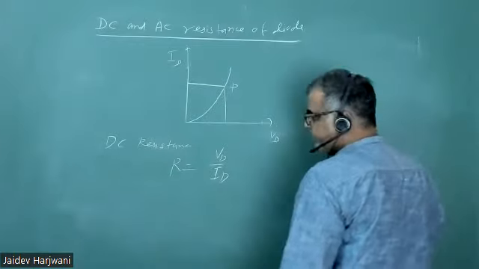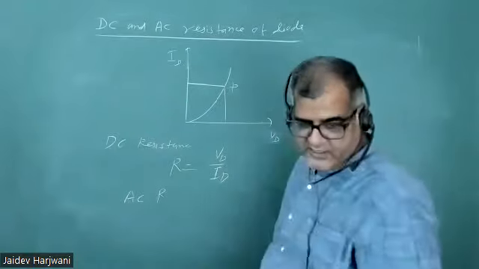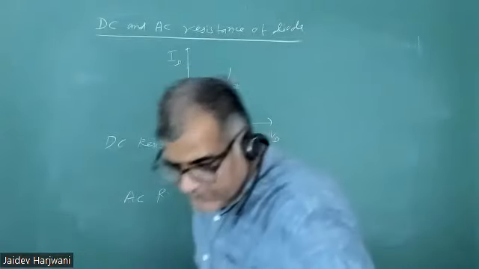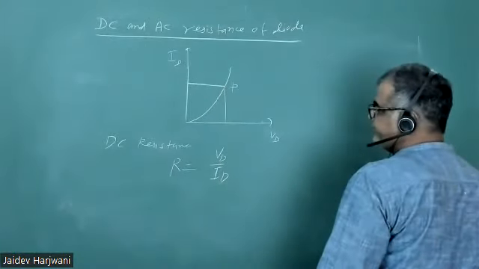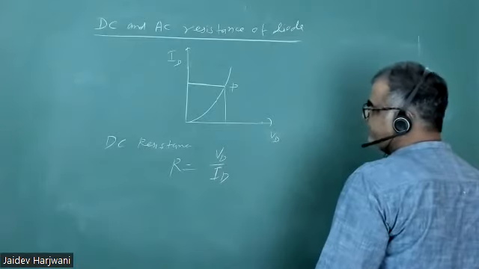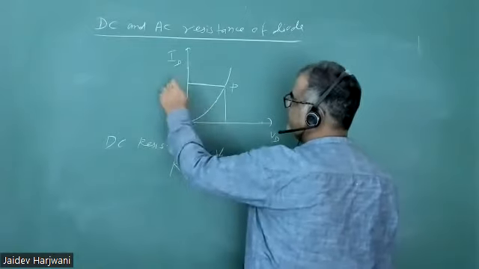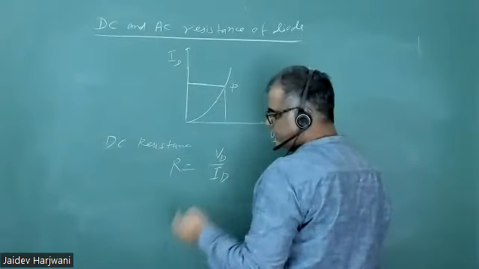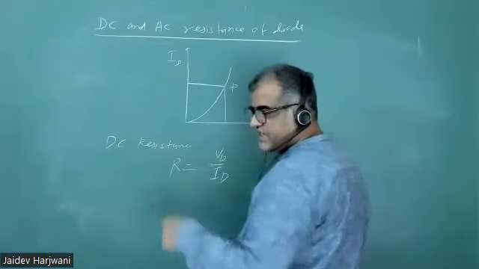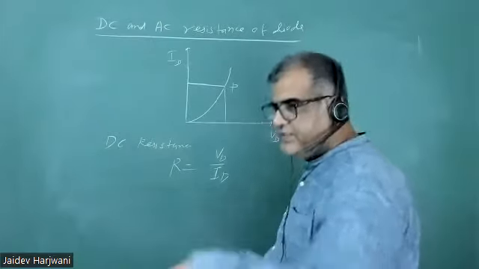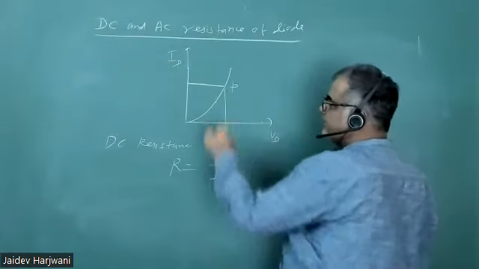Now if I want to find the AC resistance, I will talk about this much more tomorrow. What is AC resistance? But just because some time is left, I want to quickly show how to calculate AC resistance. Here you're applying a fixed voltage and getting a fixed current. Now suppose you're applying a signal which is varying with time, increasing and decreasing. Then what will happen?